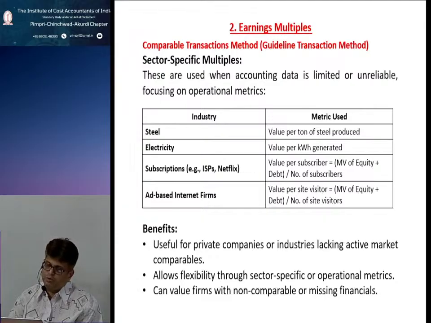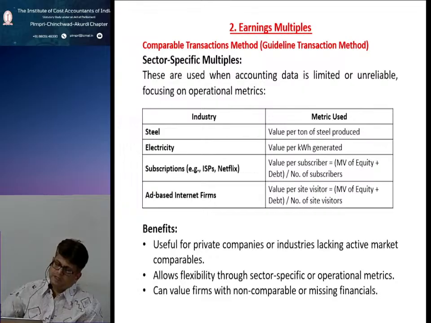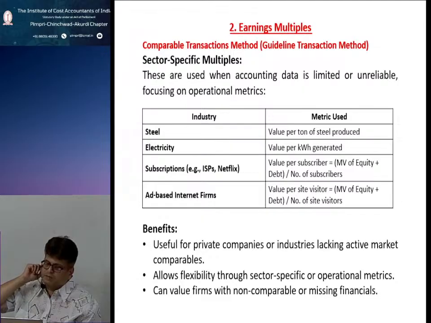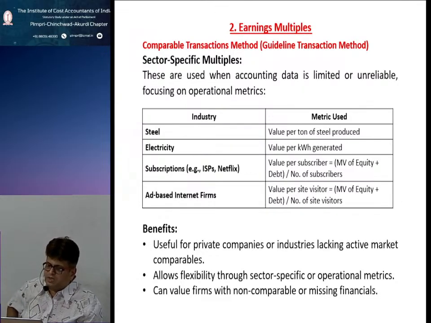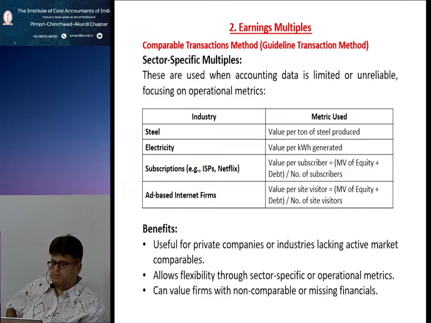Electricity, value per kilowatt generated. In case of subscriptions, for example ISPs or Netflix or internet service providers, value per subscriber is equal to market value of equity, or market value of equity plus debt, divided by number of subscribers. And fourth industry, typically ad based internet firms, in such scenario value per site visitor is equal to market value of equity plus debt divided by number of site visitors.